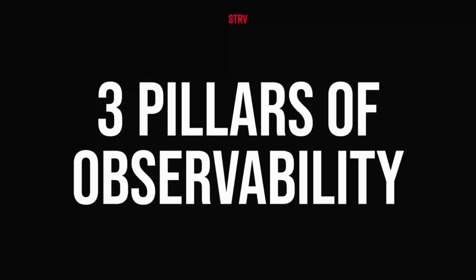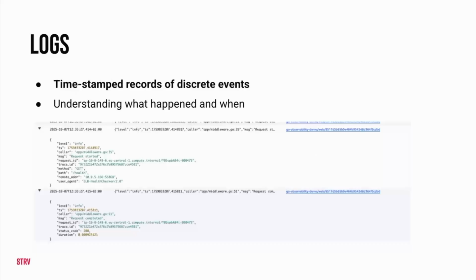So there are 3 pillars of observability, as I mentioned. First one is logs, the most simple one, basically timestamp records of discrete events, helps you understand what happened and when. Yeah, as an example from CloudWatch, this one is structured, so the log format is JSON, which helps you with querying the logs and basically just navigating in them.